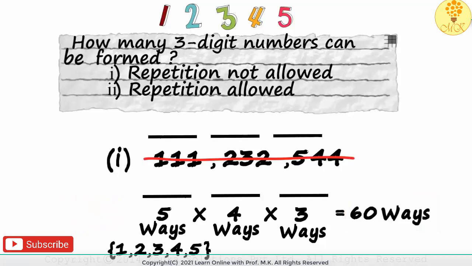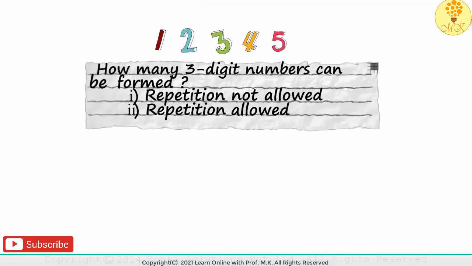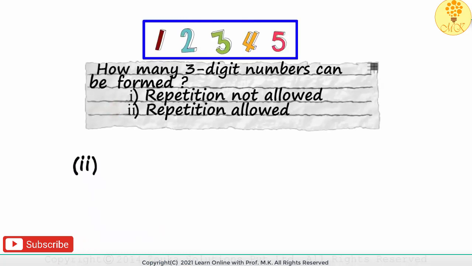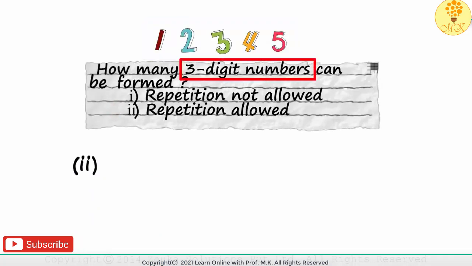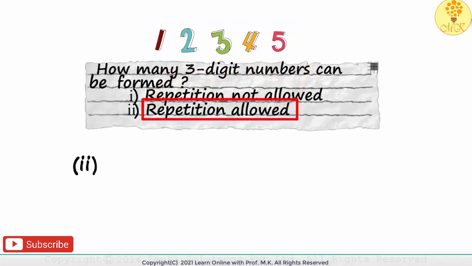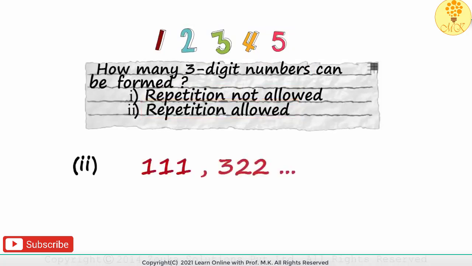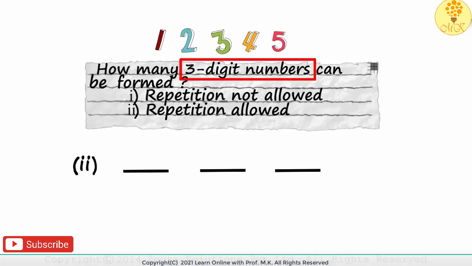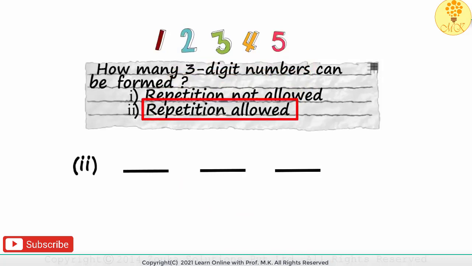If you really understood this, then understanding the second stated condition would be super easy. Let's repeat the question on a new page. This time we solve the question keeping in mind the second condition. Given these 5 digits, how many 3-digit numbers can be formed assuming repetition is allowed? So now we are allowed to consider numbers like 111 or 322 and so on. So we have 3 slots for the 3 digits. How many 3-digit numbers can be formed when repetitions are allowed?